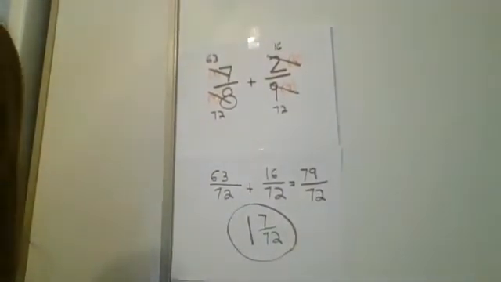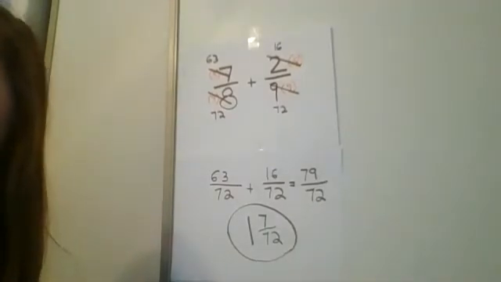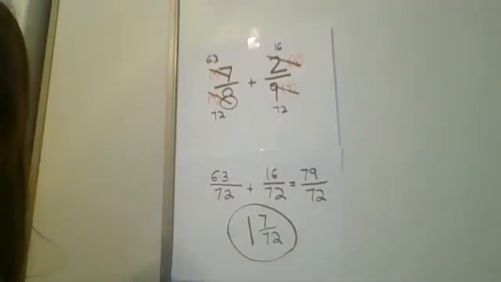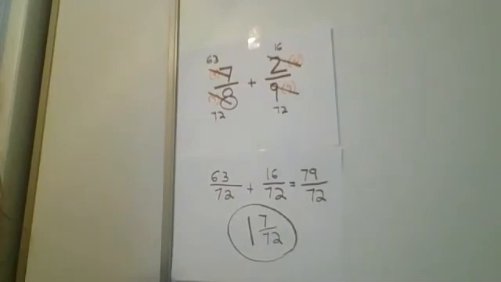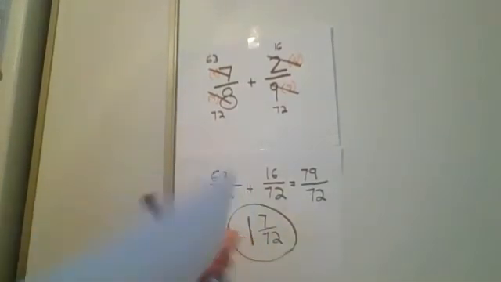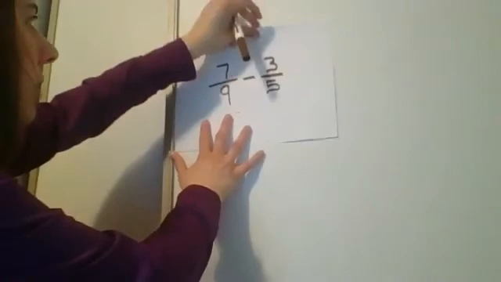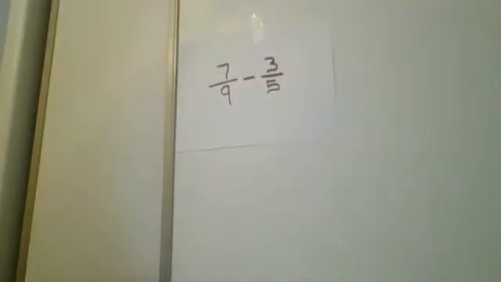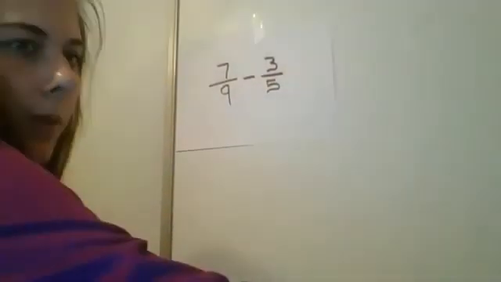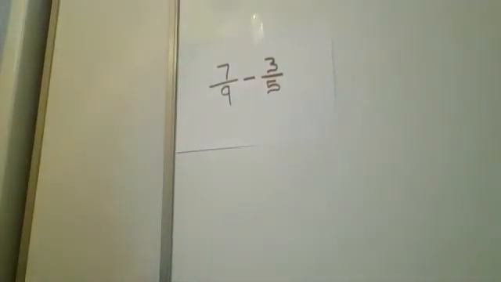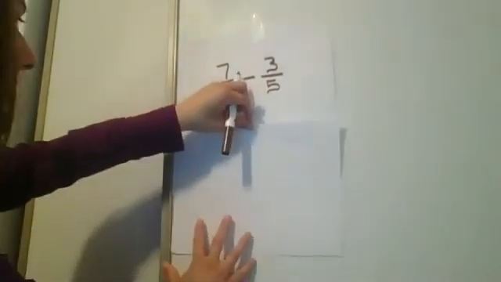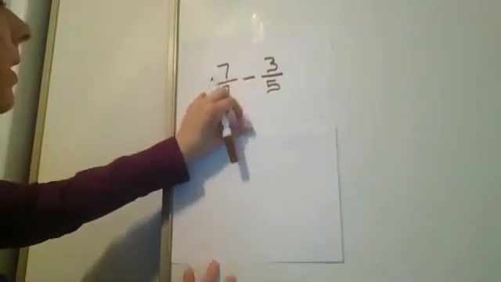Okay, now I'm jumping down to the subtraction on activity 10. And I'm going to be starting off with 7/9 minus 3/5. And I'm going to get myself a second sheet of paper so that you can see all the work I am doing on this method. Okay, so let's get started.